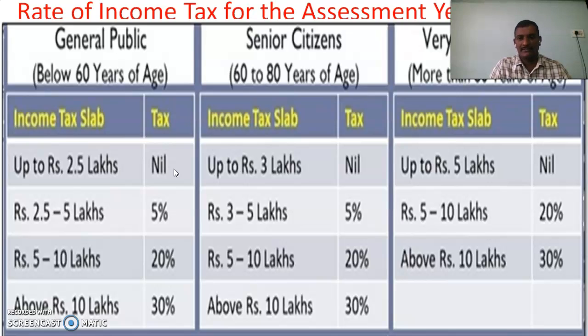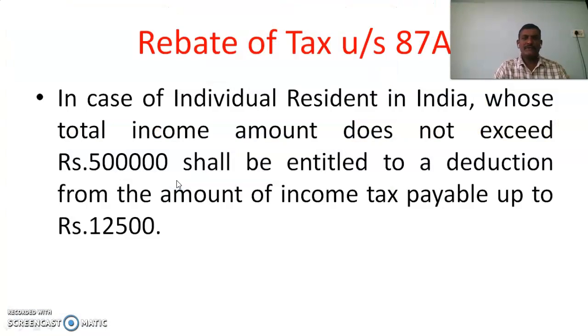As far as the super senior citizens are concerned, that is, individuals aged more than 80 years, up to 5 lakhs there is no income tax, and for above 5 lakh and up to 10 lakh he has to pay tax at 20%. Again, if he has income of more than 10 lakh, then like the normal individuals, he also has to pay tax at 30%. This is the rate of income tax applicable for the running assessment year, that is, assessment year 2020-21.